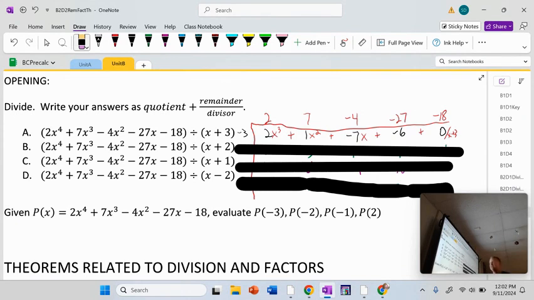So if I had to write this as a depressed polynomial, as a quotient plus remainder divided by divisor, I tag on x cubed, x squared, x, constant, and then remainder over the divisor. Don't ever write that final answer in there. I was just being lazy. Don't do this on a test. But I didn't want to have to write this over and over again.